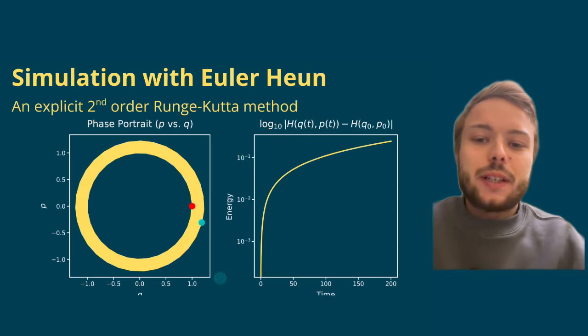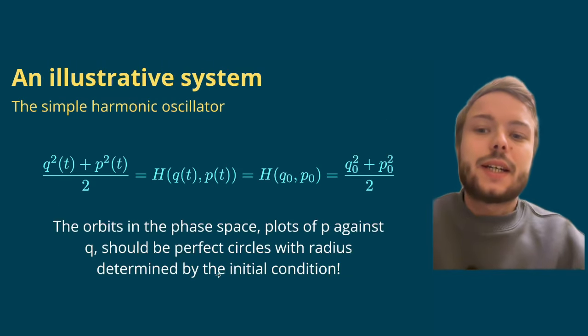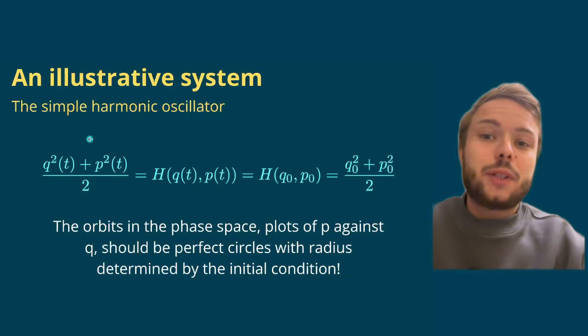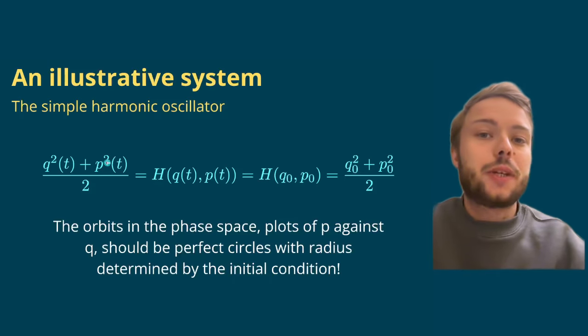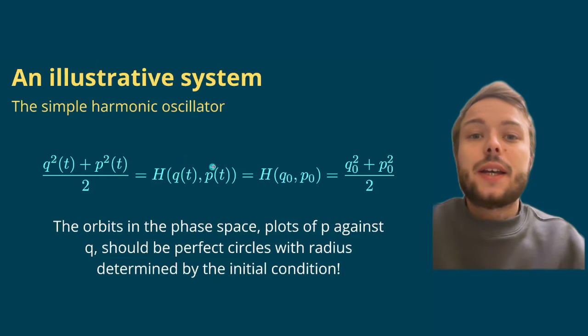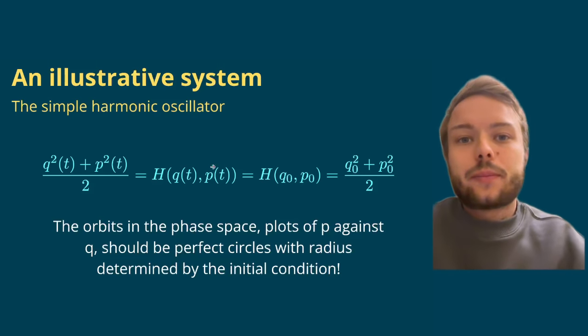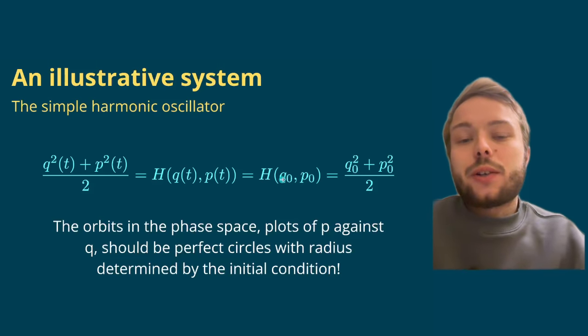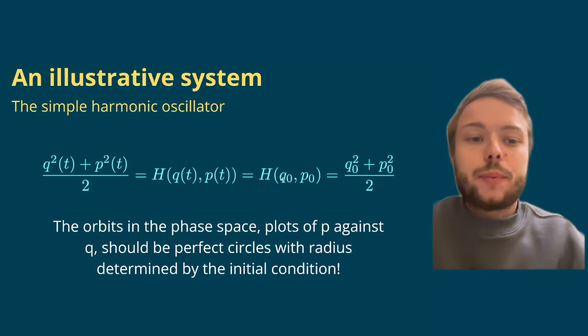So more explicitly, what we are just discovering is that what we have at time t, which is q squared at time t plus p squared at time t over 2, so the energy at time t, is equal to the energy at time 0. So the energy at time 0 is fully prescribed by the initial conditions.